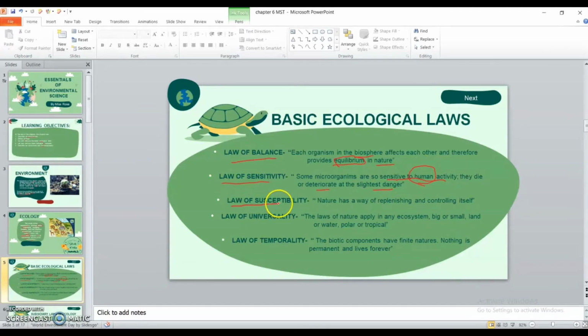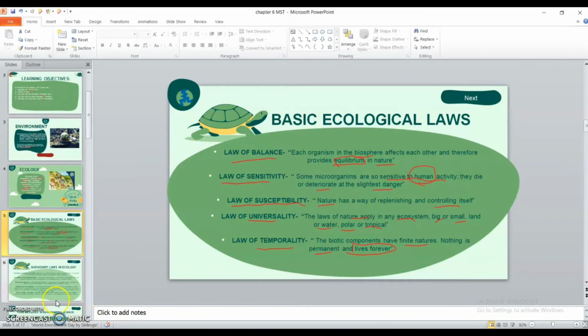Next is the law of susceptibility. This is that nature has a way of deflecting and controlling itself. Next is the law of universality. Under the law of universality, the laws of nature apply in any ecosystem, big or small, land or water, polar or tropical. And the next is the law of temporality. The biotic components have definite natures. Nothing is permanent and lives forever. So that is the law of temporality.